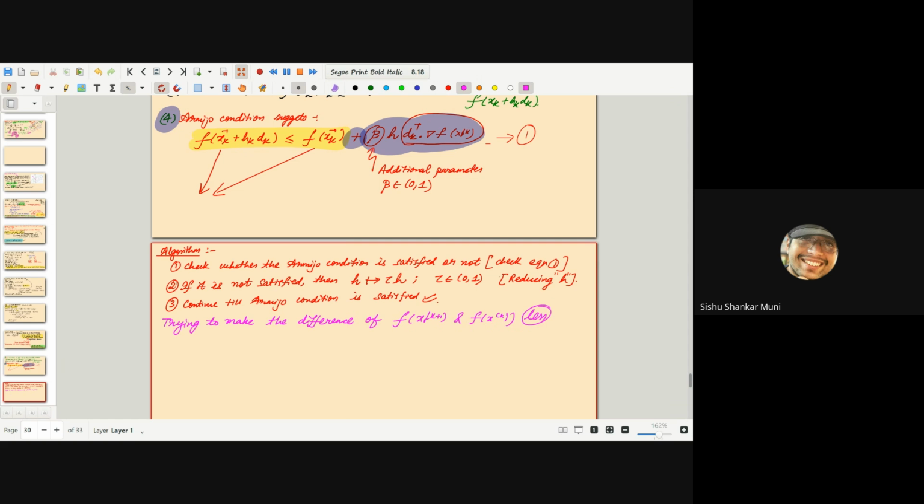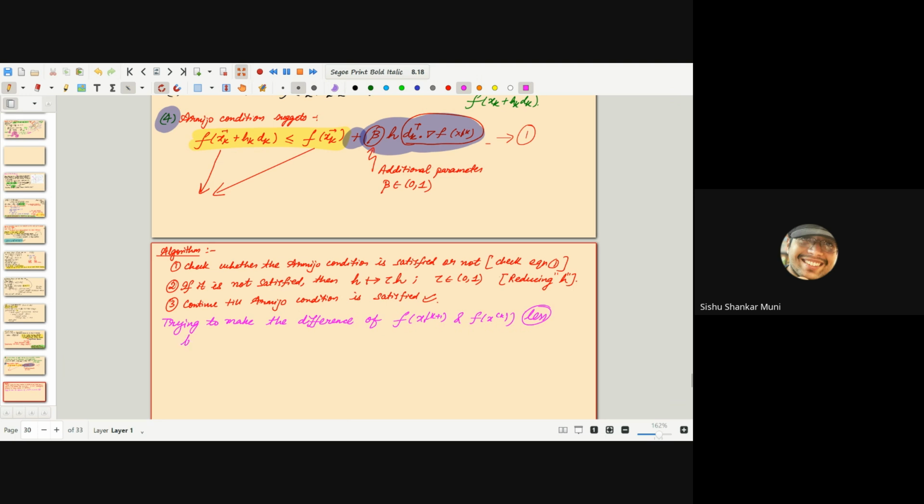Isn't that what we want? If the difference gets less and less, that means you are reaching convergence. If the difference between f of xk plus 1 and f of xk is getting less and less, that means you are ensuring convergence. That means every step you are reaching near. To do that, they introduced something.